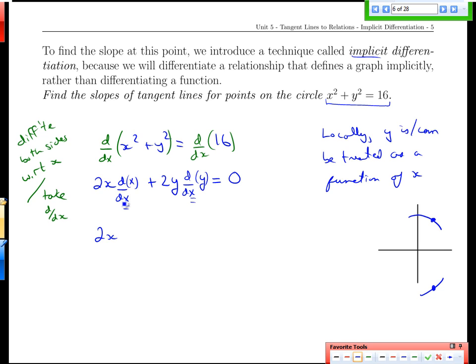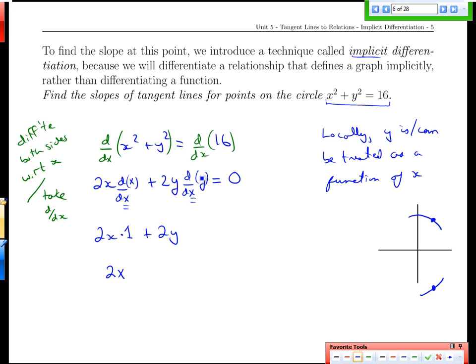The rate of change of x with respect to x is just 1. In fact, that's why we so rarely write it. It would just turn out to be a 1 multiplier, and it's going to evaporate, it's going to disappear. What will not disappear is the rate of change of y with respect to x.